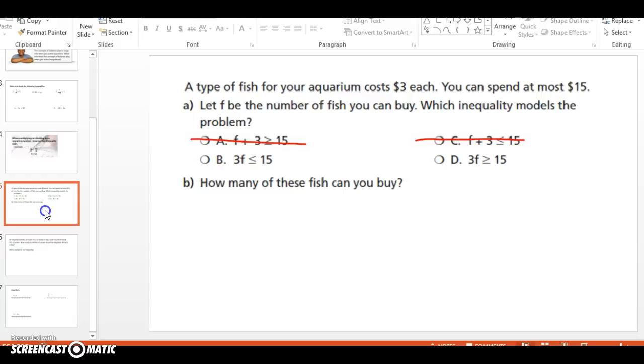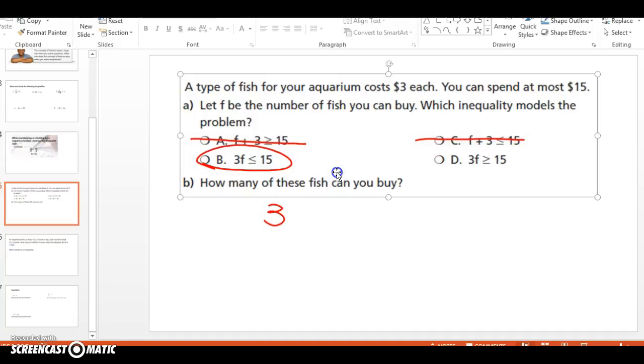And it says you can spend at most $15, which means your parents gave you 15. That's all you have. What do you think, Cassie? I think that it can be 15 or it can be lower than 15. Exactly. It can be 15 or smaller than 15, but you don't have any more than $15. So 15 is the maximum you have. This means you want to spend a minimum of 15, but you only showed up with 15. That's all you have. So it has to be letter B. Okay? All right. So now we can solve it.